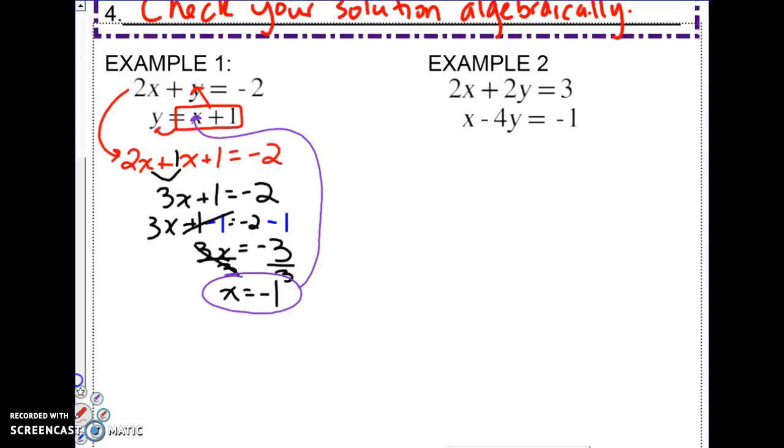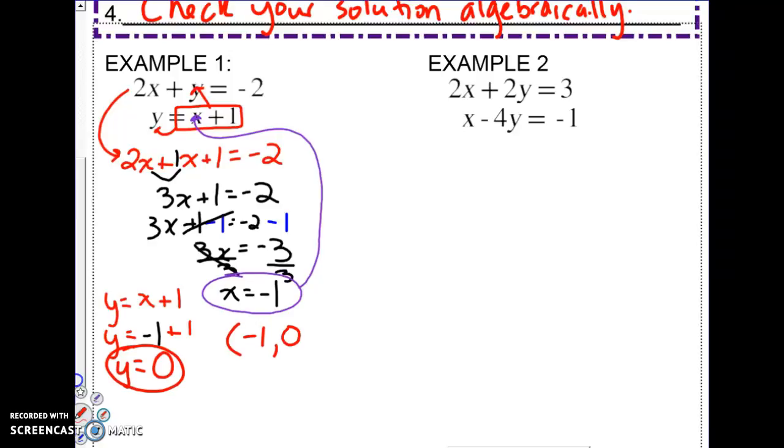Now it really doesn't matter which one you put it in, but that y equals equation is going to make the math easier. So y equals x plus 1, and I'm plugging in negative 1 there. And then negative 1 plus 1 gives me 0, so that means my y is 0. So my answer is negative 1 comma 0. Again, this is a location on the graph, so it should be put into an ordered pair format. Okay, so this is the answer that I'm looking for.